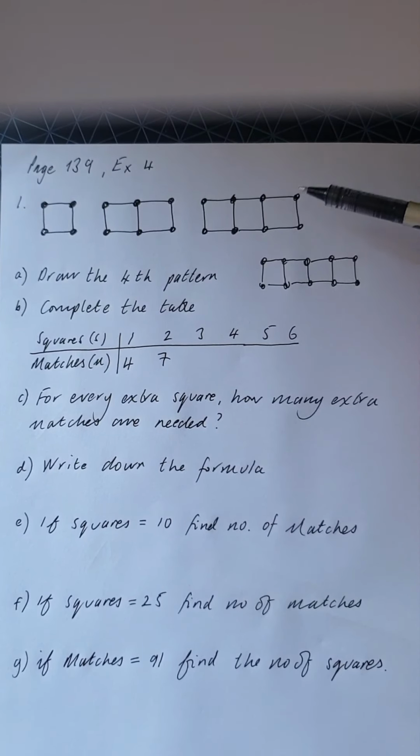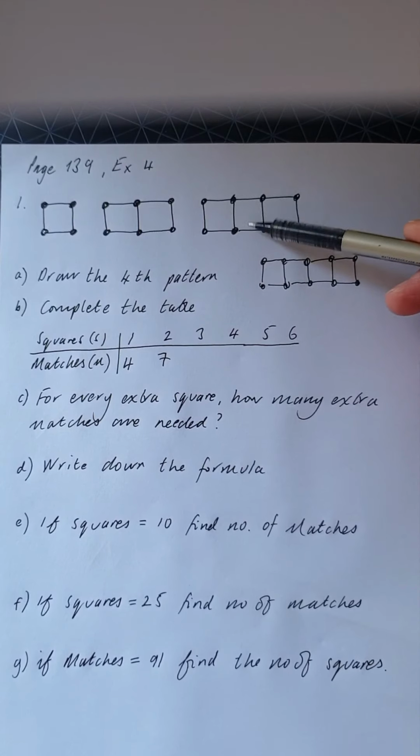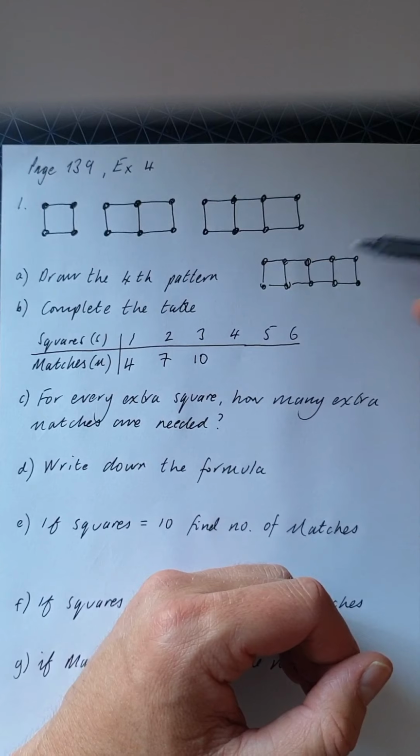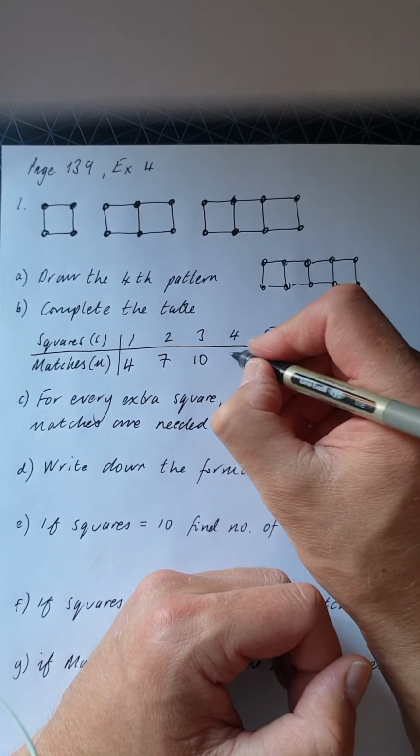Then counting the next one, 1, 2, 3, 4, 5, 6, 7, 8, 9, 10. So we could count that and say that's 10. And we could do the same, count the number of matches, and we would get 13.